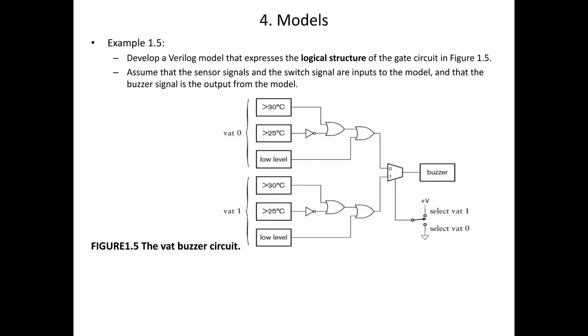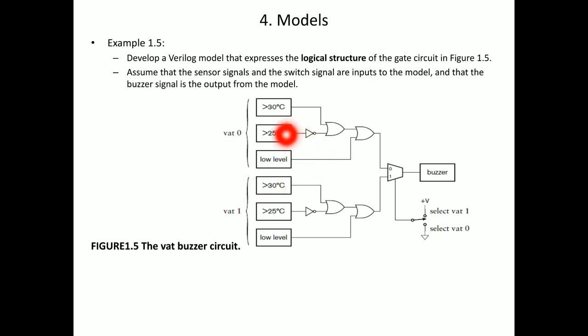We also require, for each of the containers, a low temperature and a high temperature. Here the low temperature is 25 degrees Celsius and the high temperature is 30 degrees Celsius. Similarly, we require one low level. We'll see what this low level will be used for. We require one extra low-level input for the functionality of this VAT buzzer circuit.